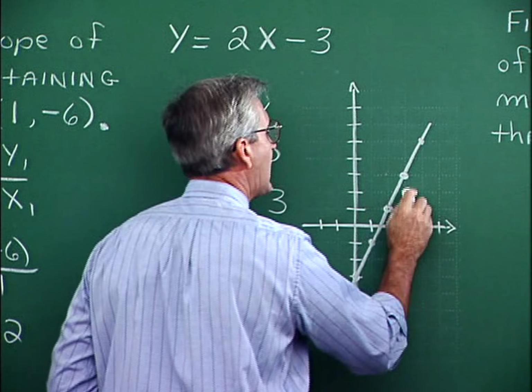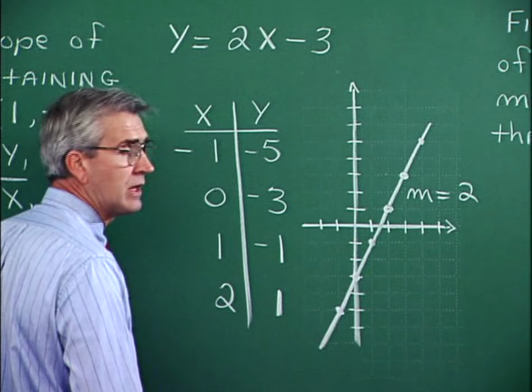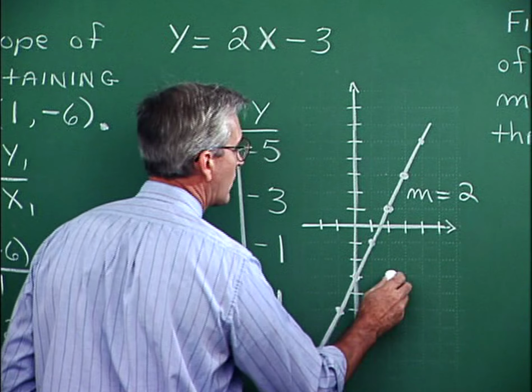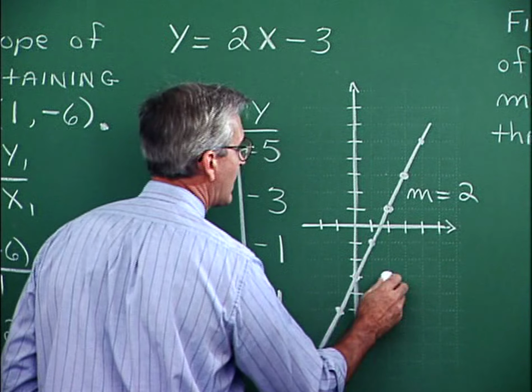Now check out the y-intercept. We talked about intercepts in the previous section. The y-intercept is down here at negative 3. So we have a y-intercept at negative 3. Now look at this. We have a slope here of 2, and the coefficient of x is also a 2. We have a y-intercept of negative 3. We have a constant here of negative 3.